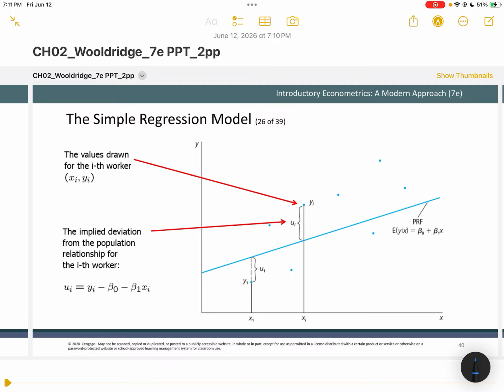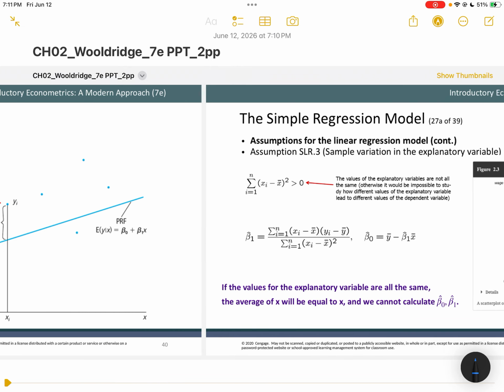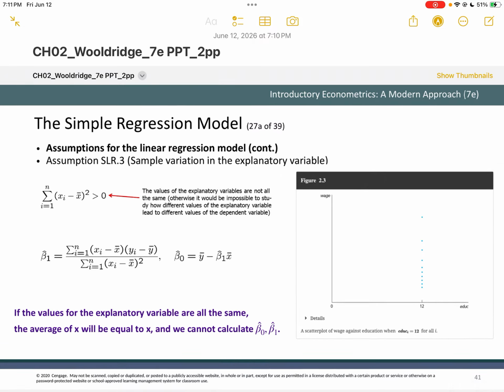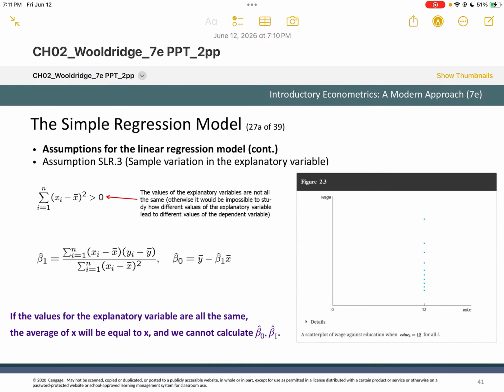We did already talk about residuals, so I'm going to move on. The third assumption. This is probably one of the most important assumptions here. The third assumption is sample variation in the explanatory variable.